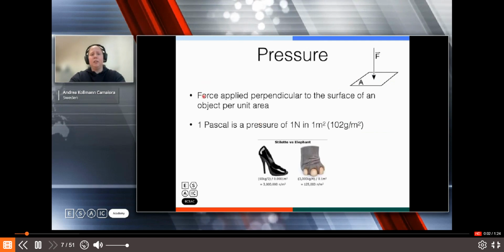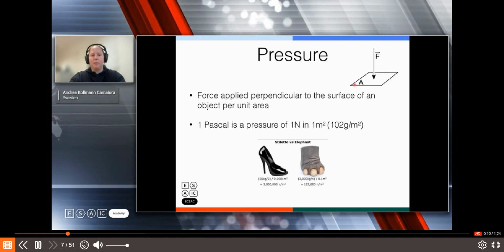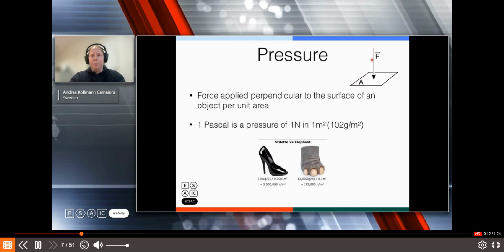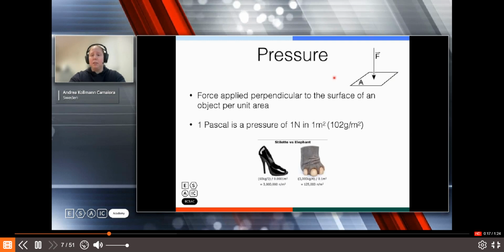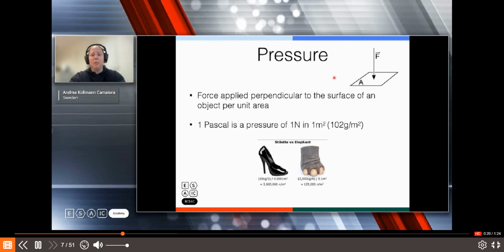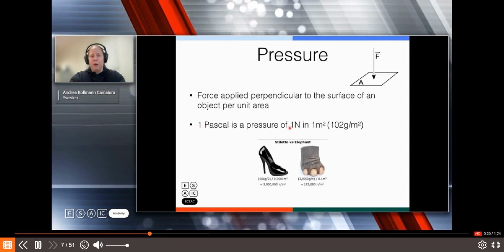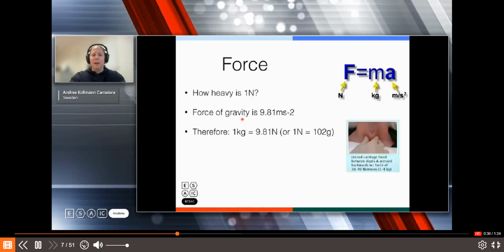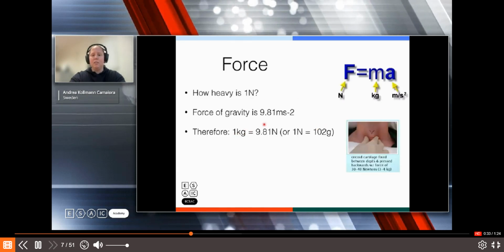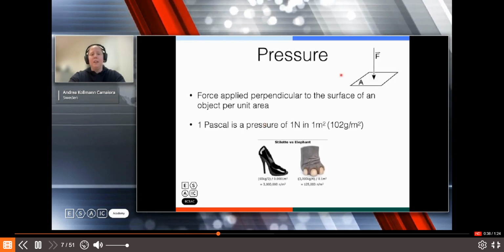Then force applied perpendicular to the surface area of an object, per unit of area, so I have my force perpendicular to my area, that is pressure. And pressure can be measured in many units, but the most typical one is the Pascal. So 1 Pascal is a pressure of 1 Newton in 1 square meter. And from the previous slide, we saw that 1 kilogram is about 10 newtons. So 1 Newton is about 100 grams of mass.